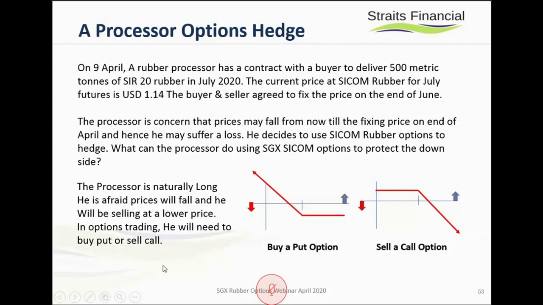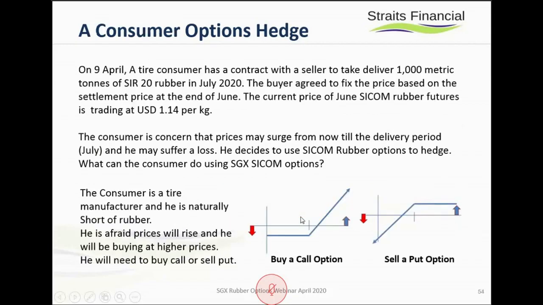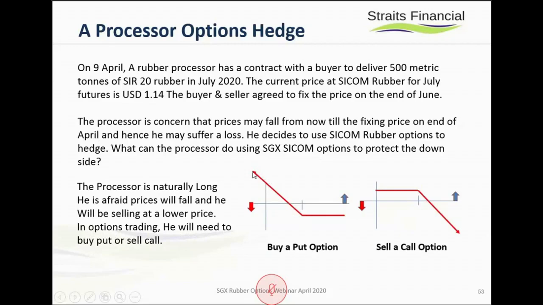So in option trading, if he expects the market to come down, he can buy a put option, or he can sell a call option. But by now, we know that selling a call option is quite risky, right? So buying a put option is safer. Why? We just pay the premium, and if the market goes up, we just lose the premium. But if the market goes down, you are properly hedged because your profit is unlimited.